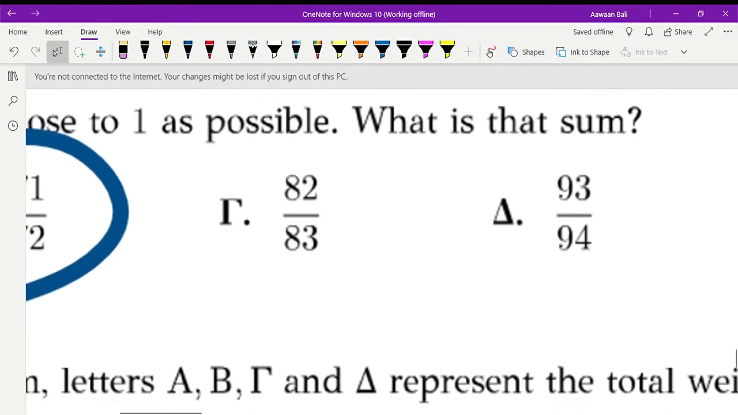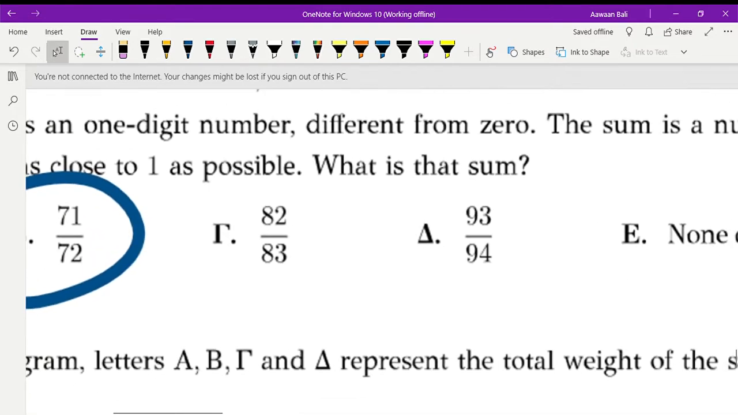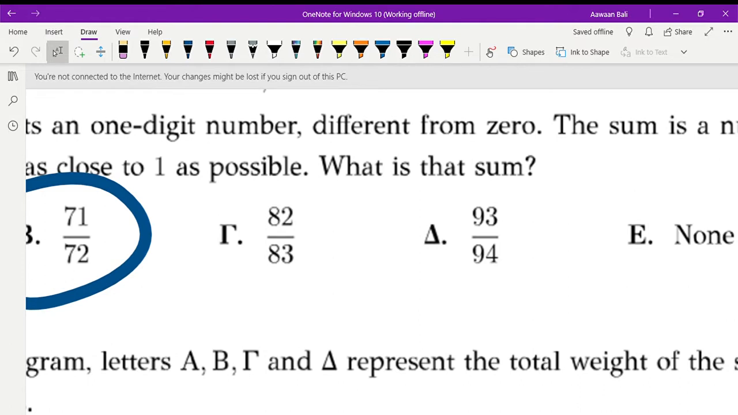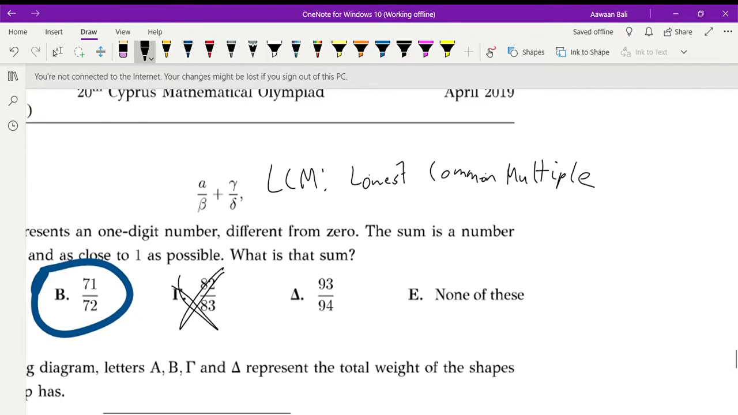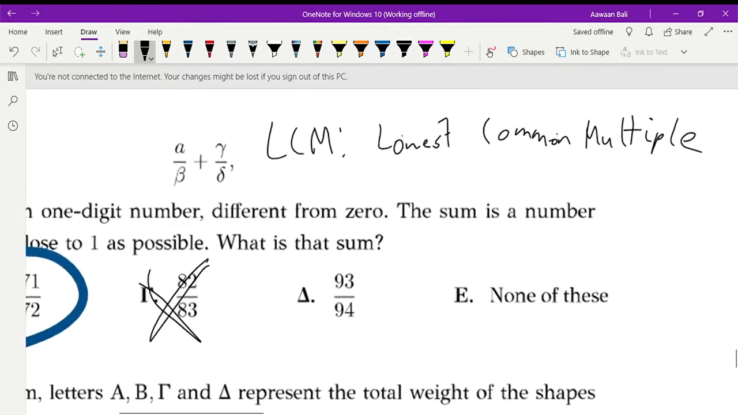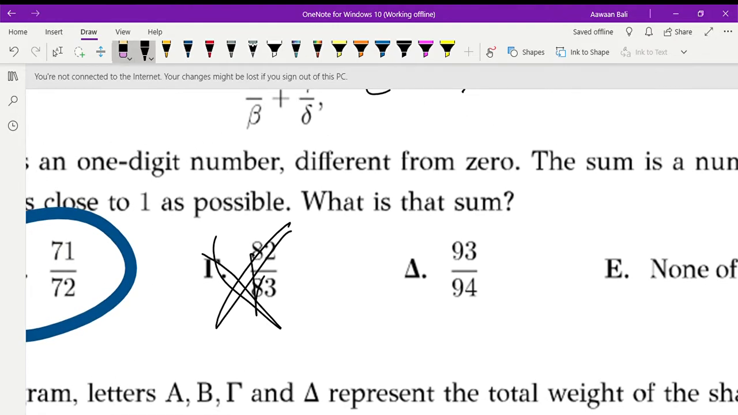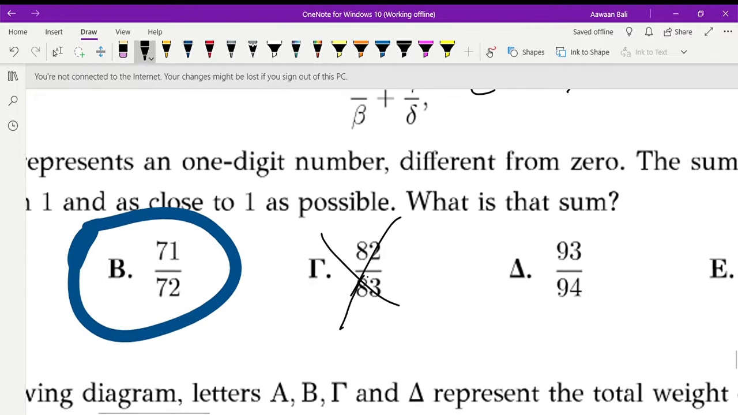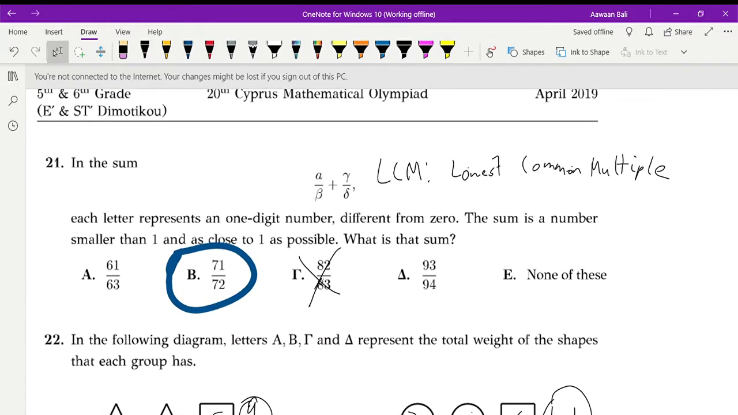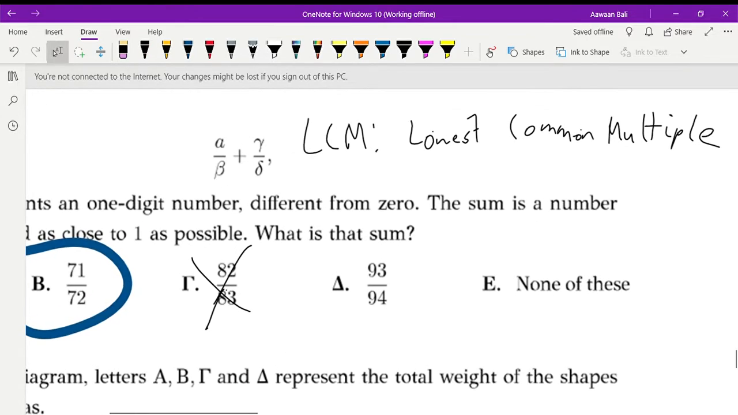Here, 83 is a prime number, which means that it cannot be the product of 2 other numbers. So you can say 83 is wrong in this case, and it can't be in the multiples. So 83 is wrong in this case, because when we're taking the LCM we can't get a prime number.